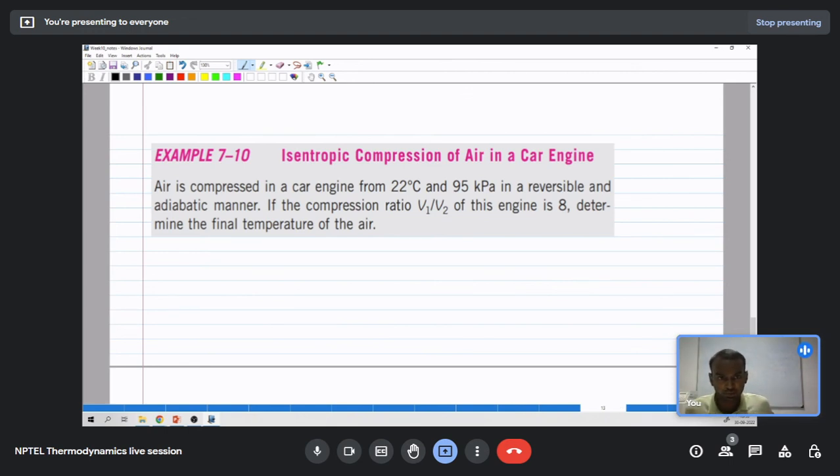Moving on to the next problem, we have a car engine where air is compressed from 22 degrees Celsius and 95 kilopascal in a reversible and adiabatic manner, and the compression ratio of the engine, V1 by V2, is given as 8, and we have to determine the final temperature of air.